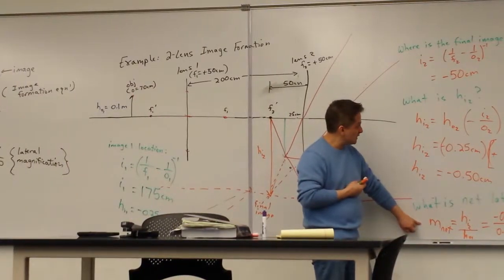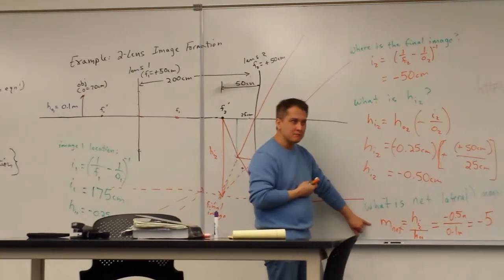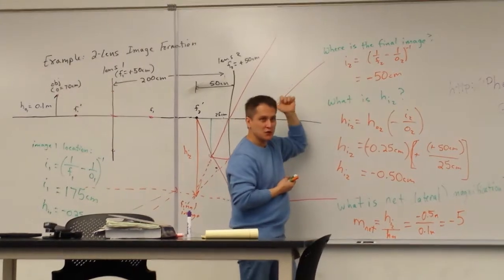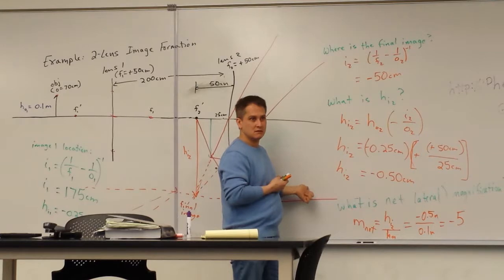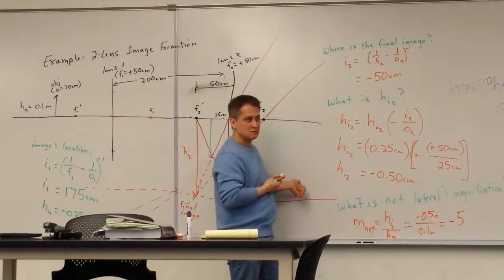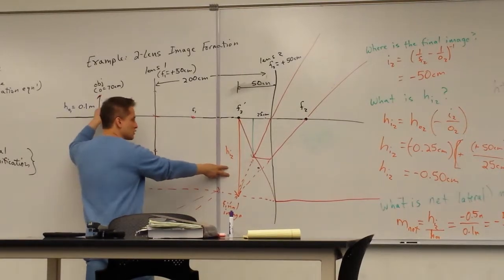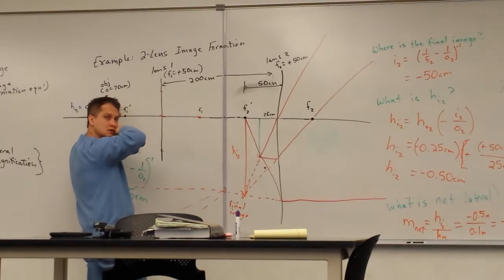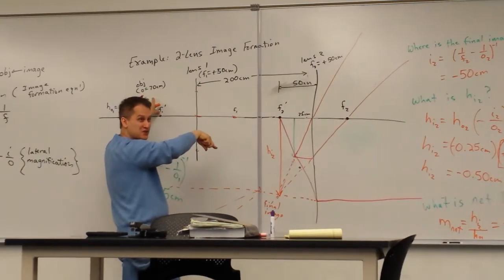If you notice carefully, it just ends up being the magnification of the first lens times the magnification of the second. The first lens was, what did we say the first image magnification was? We didn't ever say it, but it was 2.5. And then we got 2. 2.5 times 2, 5.